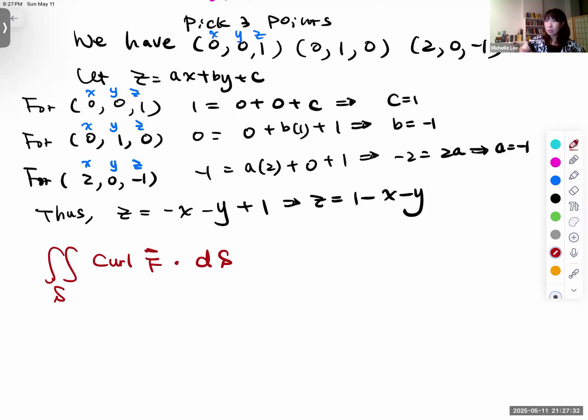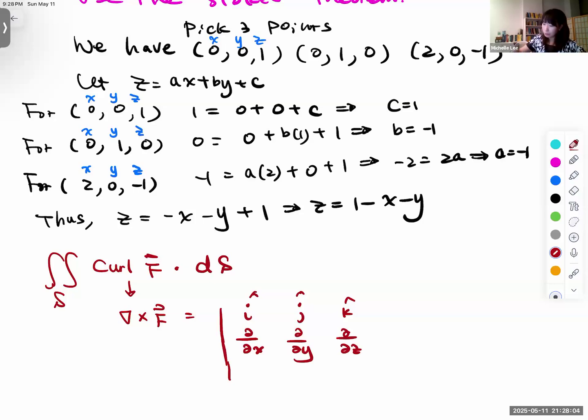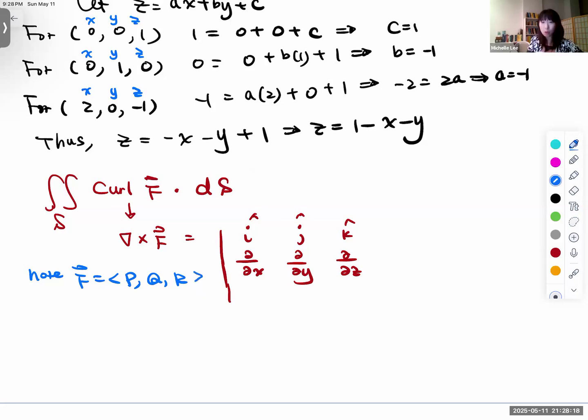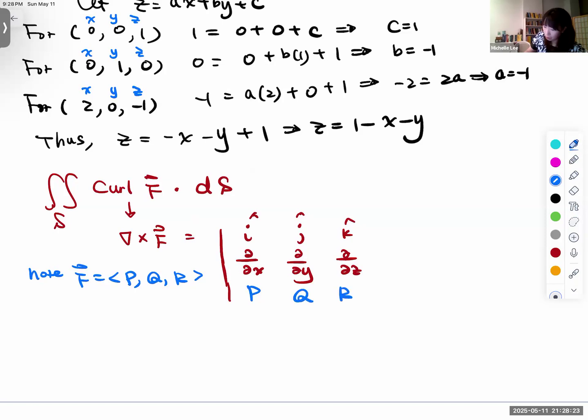Let me write this down. From previously, the curl is the cross product with the vector field, right? So that means we have i, j, k, and then this formula. If we don't remember, the vector field has components P, Q, R, right? The functions or components, right? So we write P, Q, R. If we don't remember the formula, it's easy to apply with this cross product. Okay, so we can do that, with P, Q, R in that case.